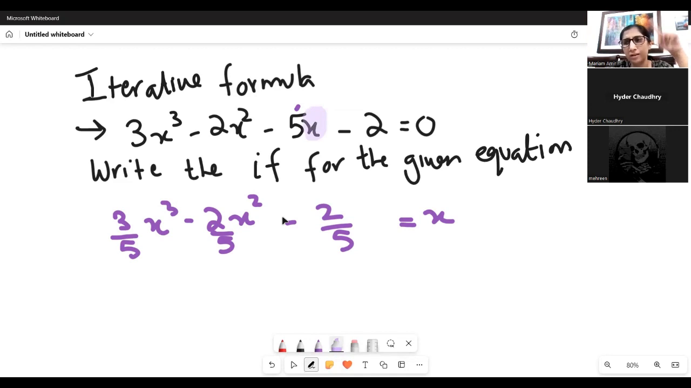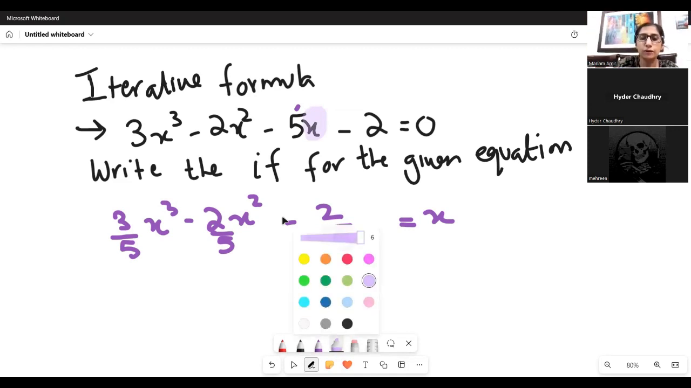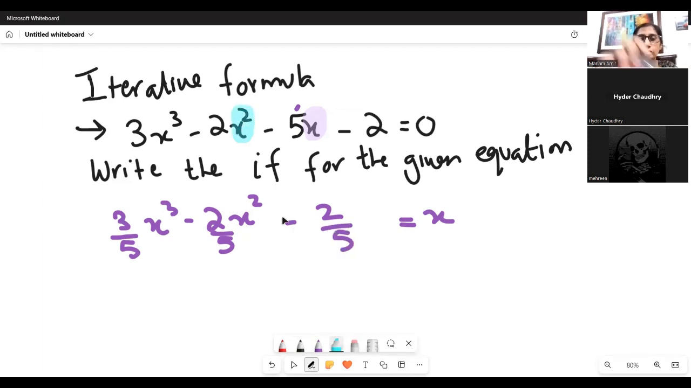With the others, you would have to take a square root with one and a cube root with another. That is absolutely fine as well. You could move this to the other side and then take square root on both sides. And you could move this to the other side and take cube root on both sides in the end. That would work as well. So you can take any, whichever is the most convenient.